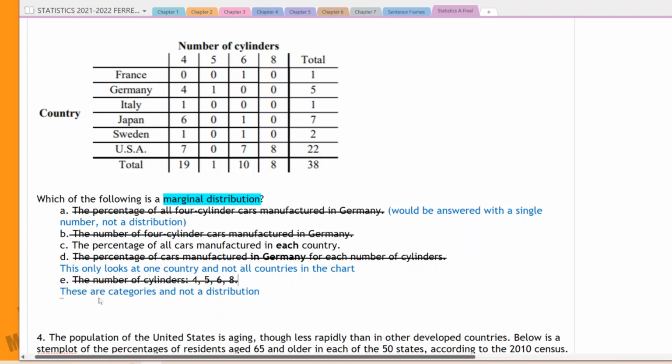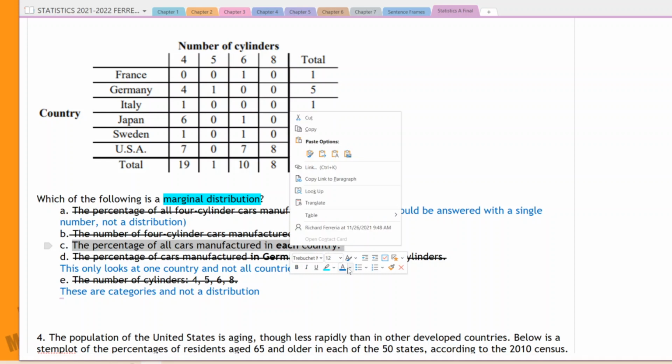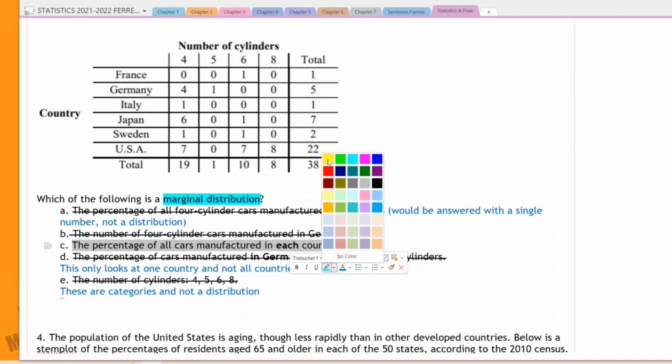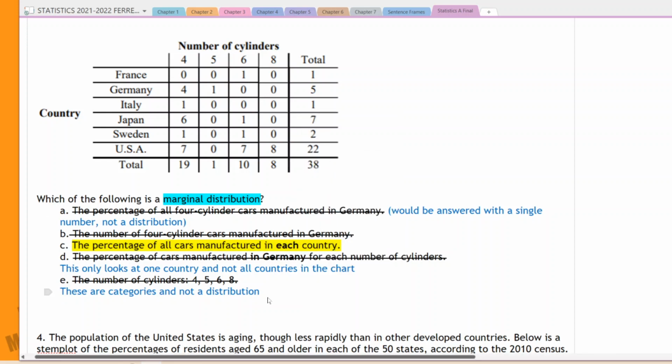So based on what I'm seeing, the correct answer here should be letter C, the percentage of cars manufactured in each country, or the percentage of all cars manufactured in each country. And by the way, that response would correspond with these values right here on the right margin. So that would be the marginal distribution.